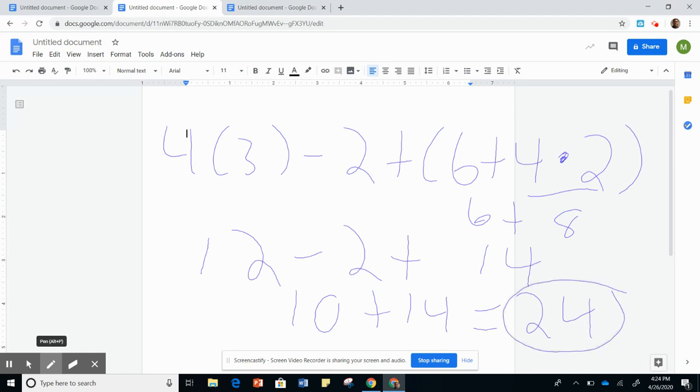Now notice how I started off to the right, then I went to the left, 4 times 3, and I just brought down the negative 2. Because in PEMDAS, you want to take care of the parentheses, the exponents, multiplication, and division first. Now notice the adding and subtracting, I brought that down, the negative 2, and then brought down the plus sign, which was the plus 14. And then from there, you just add and subtract from left to right.